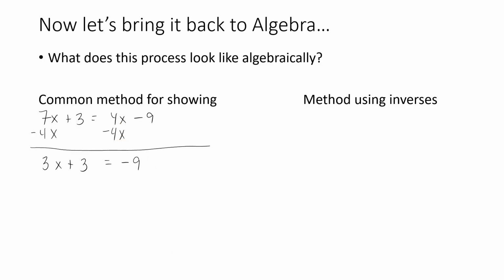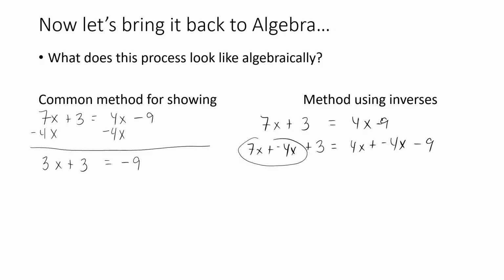Okay. The other way you can do it, and there are advantages and disadvantages here, is you can do this with inverses. So instead of saying subtracting 4x, you can say I am adding -4x, and then you have to add -4x to the other side. 7x plus -4x is 3x, and 4x plus -4x is 0. And you can see that you land in the same place.